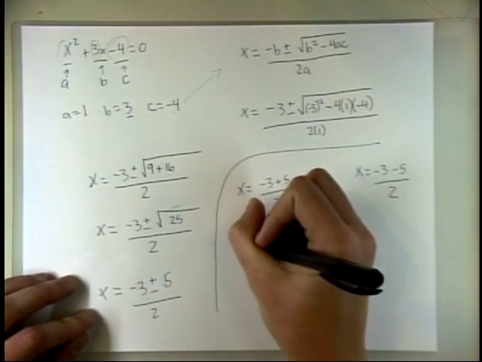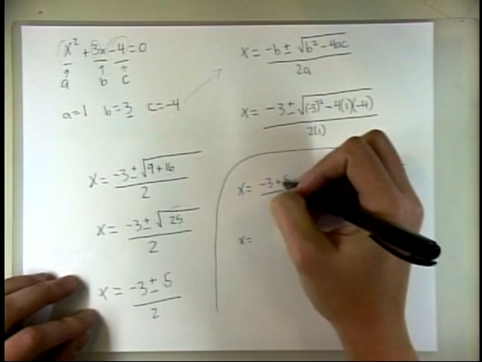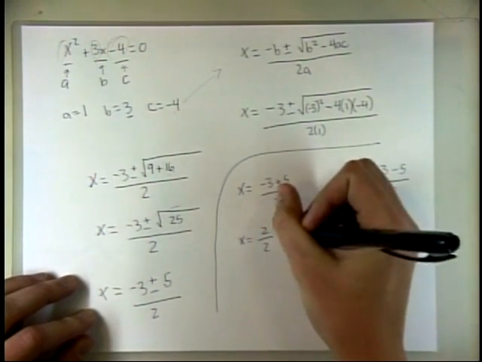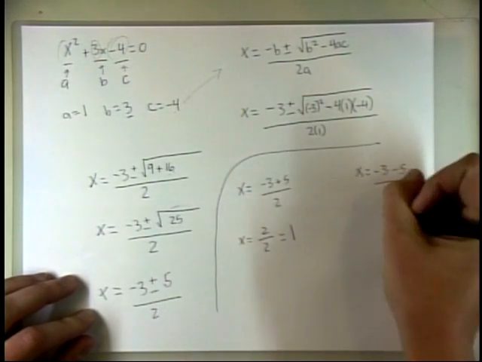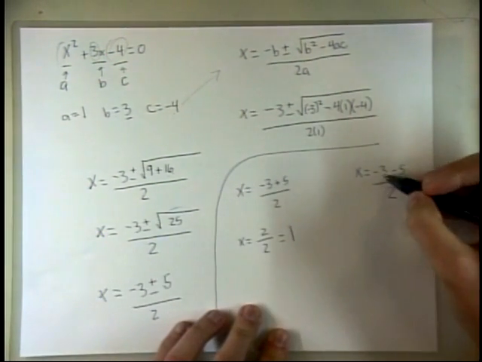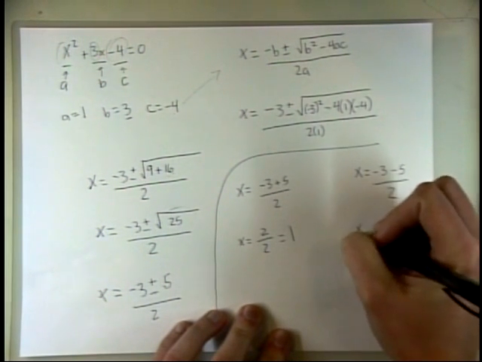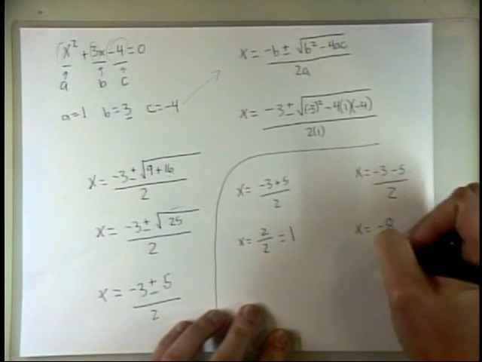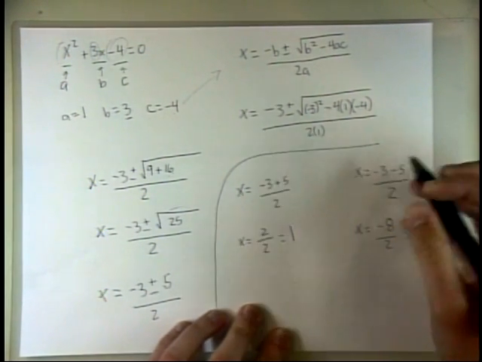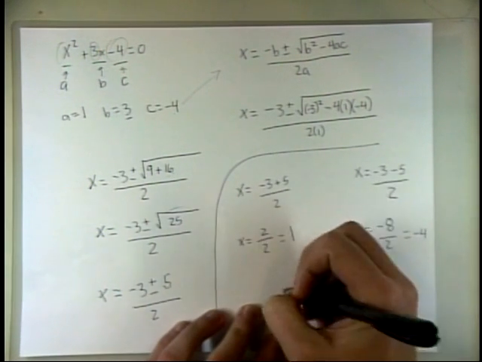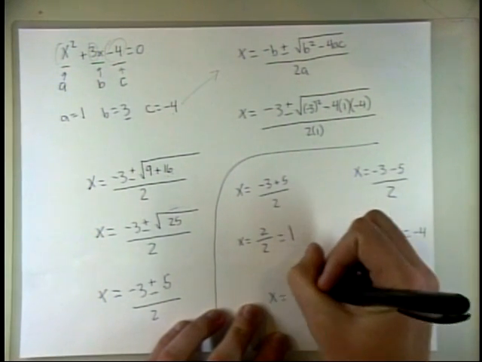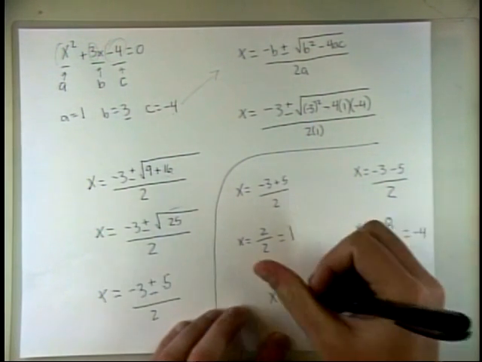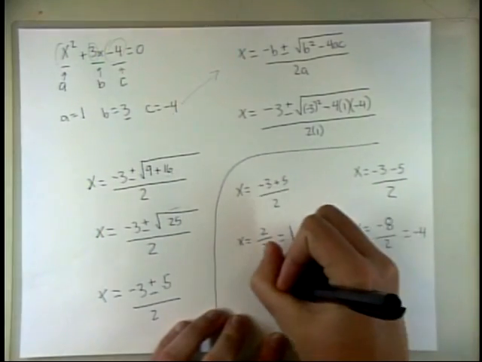Now, all you have to do is negative 3 plus 5, which is 2, divided by your 2, which will give you 1. And on this side, negative 3 minus 5 gives you a negative 8, divided by your 2 gives you a negative 4. From these two, you know that your x's are 1 and negative 4. And these right here are your answers.